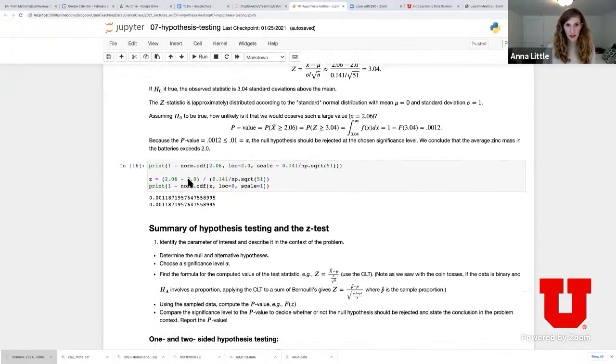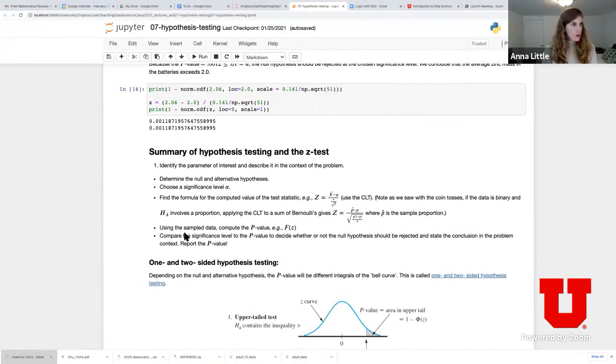Okay, and so then you can just see here how there are 2 different ways to evaluate this: using the normal CDF where you specify your tailor-made mean and standard deviation, or using the normal CDF where you've standardized it and you're just using a mean of 0 and a standard deviation of 1. So either of these work fine. You get the same answer, which is about 0.0012.